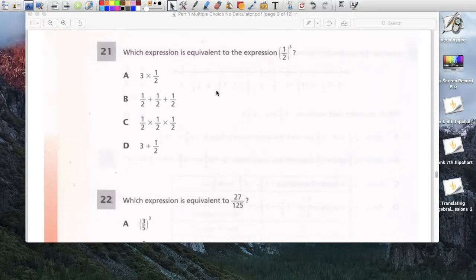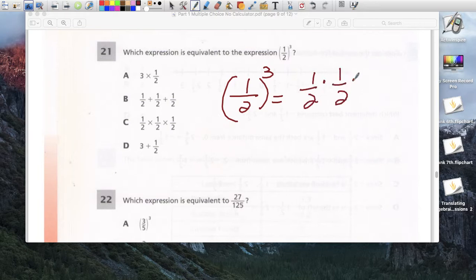21. Which expression is equivalent to 1/2 to the third power? Well, what's 1/2 to the third power? Well, the exponent here tells us that our base, which is 1/2, is multiplied by itself three times, right? So it's 1/2 times 1/2 times 1/2. Multiplying fractions, we multiply the numerators. 1 times 1 times 1 is 1, and 2 times 2 is 4, times 2 is 8, so that gives us an answer of 1/8. And we want this one. I did too much work, actually.